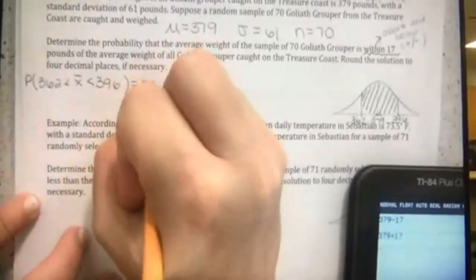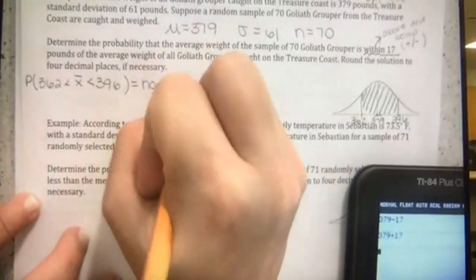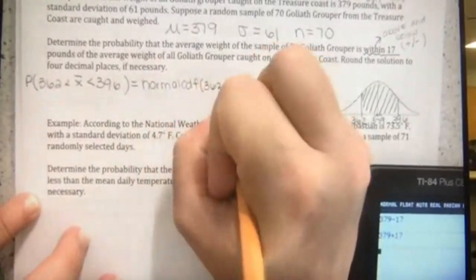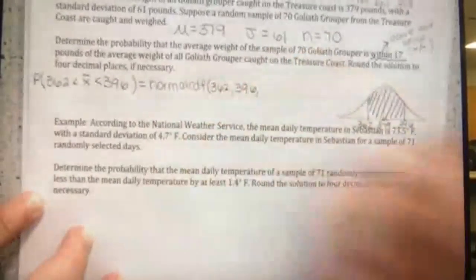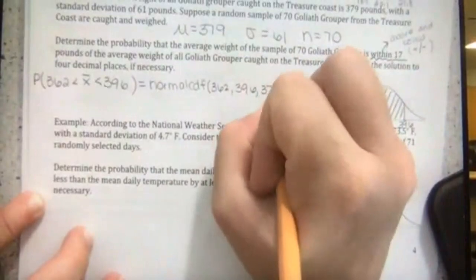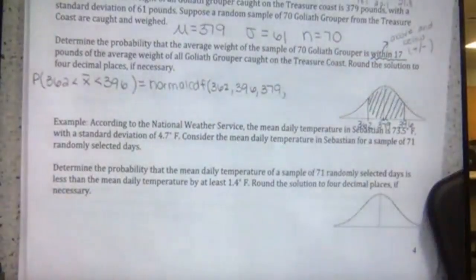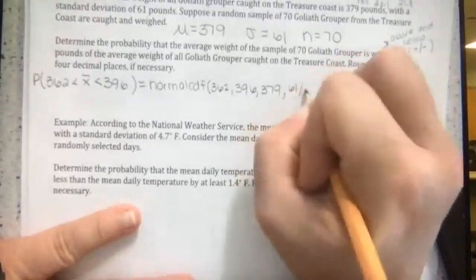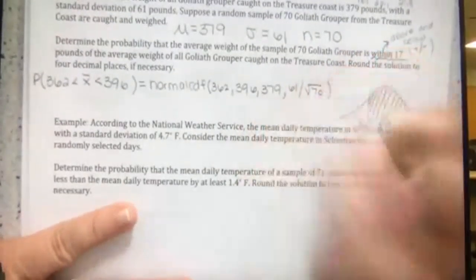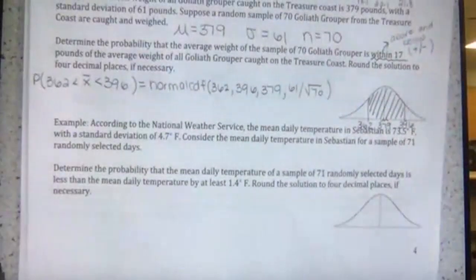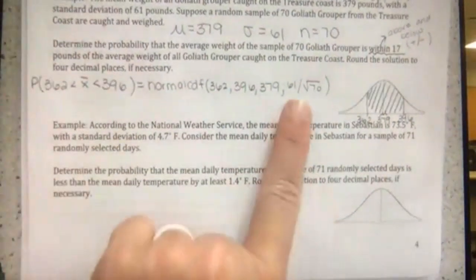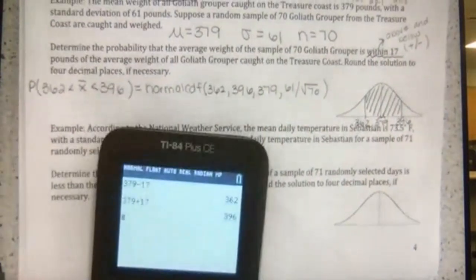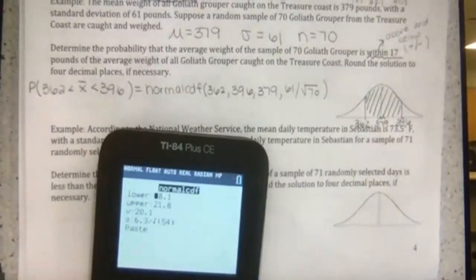So we still have our normal CDF. Our lower limit's 362. Our upper limit's 396. In the middle is our mean, which is 379. And then our standard deviation, which remember is sigma, which is 61, over the square root of n, which is 70. So because we have a sample, we have to go through and have this extra step of sigma over the square root of n.